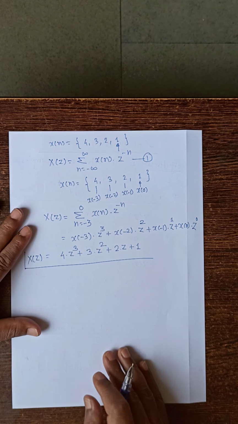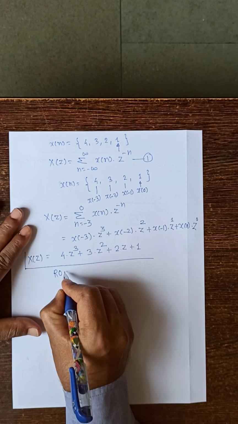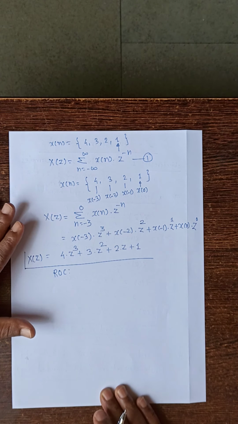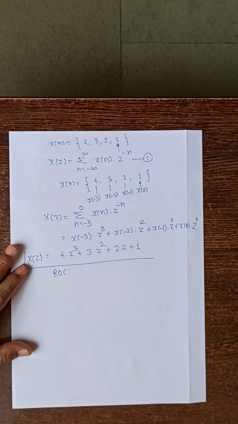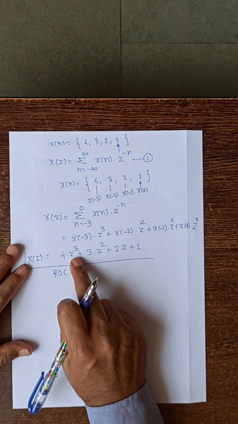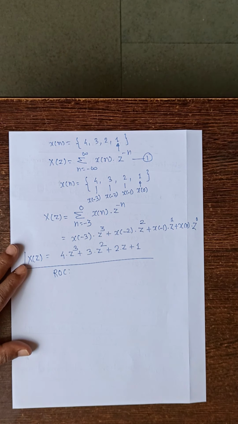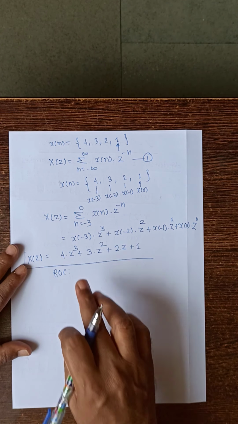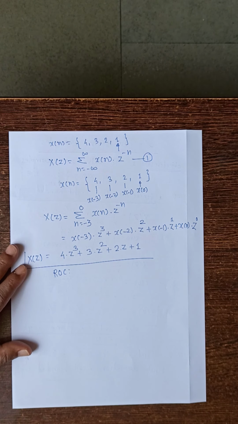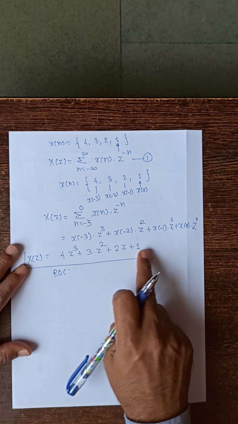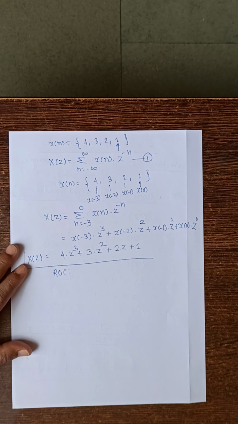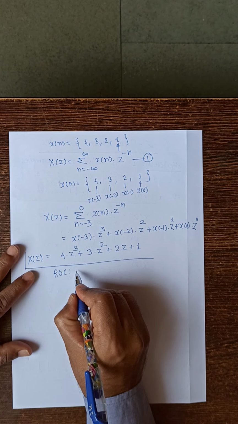Okay, now we have to find the ROC of this. So for the ROC, we'll check the values so that X(z) should be finite. So check the extreme values. If I put z equal to infinity, definitely this will be infinite. If I put z equal to 0, the value is equal to 1. So I cannot put z equal to infinity here, but I can put z equal to 0, which gives me the value 1, that is a finite value.